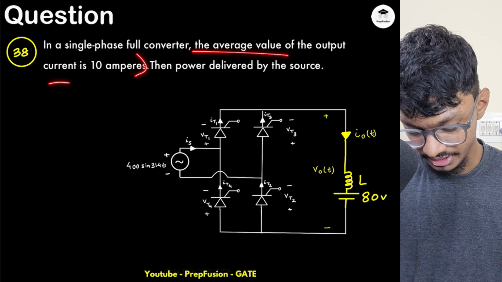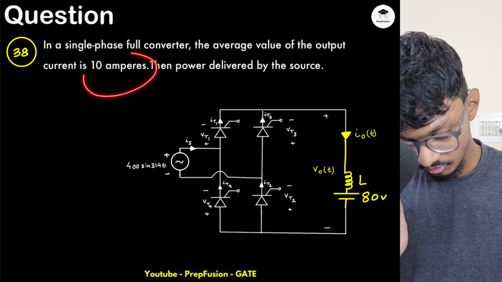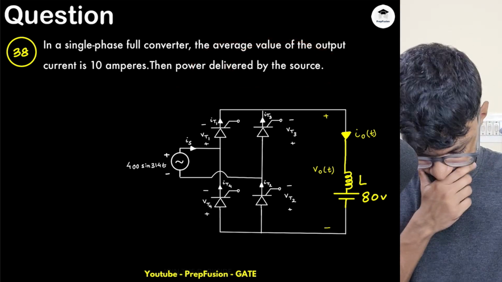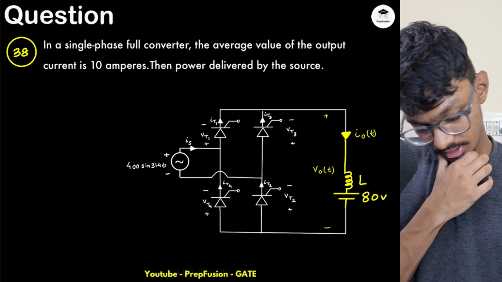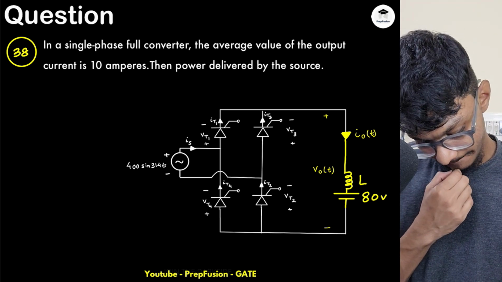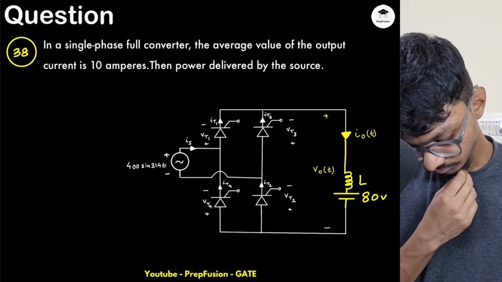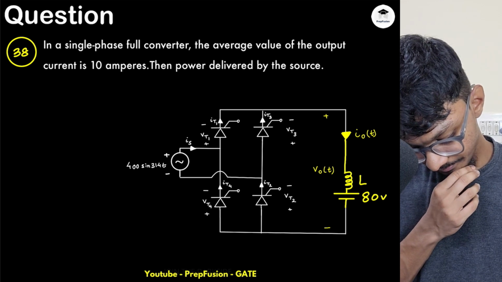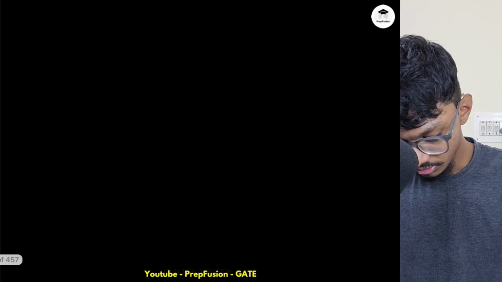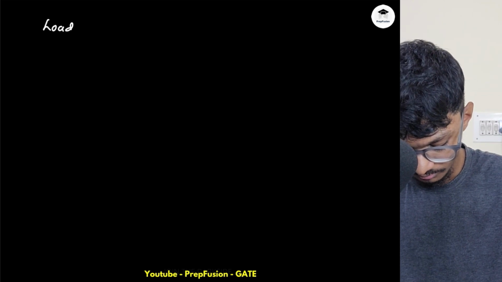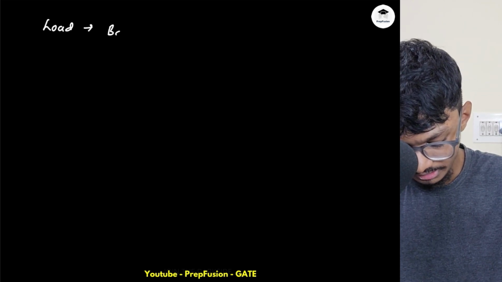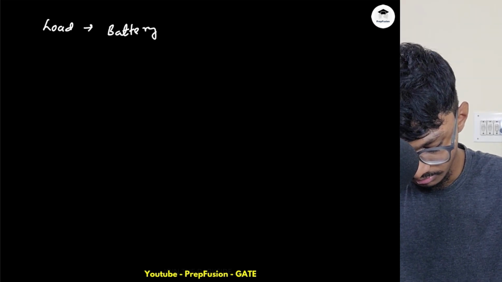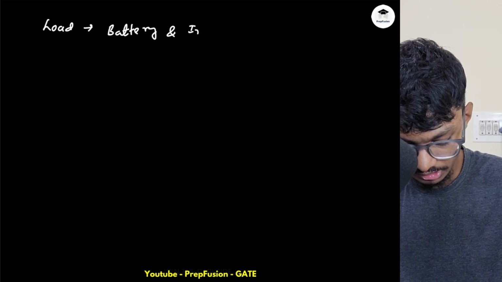The average value of the output current is 10 amperes. They have told us the average value of the output current is 10 amperes. Then, what is the power delivered by the source? So here, average current is 10 amperes, right? So basically the power delivered by the source will be simply what? The load is battery and inductor.